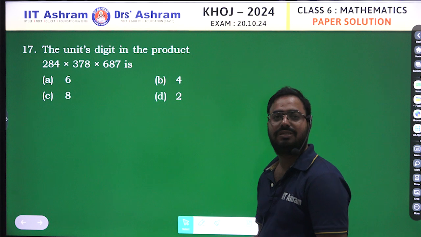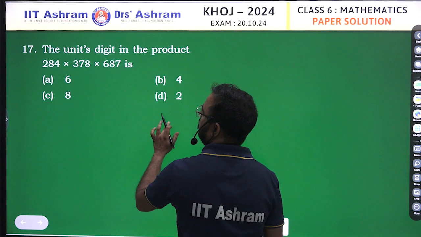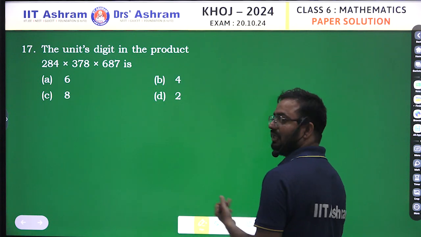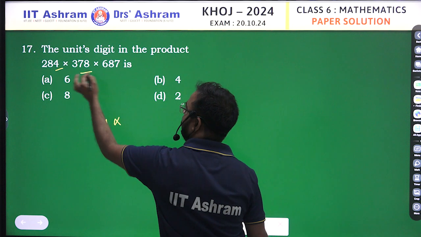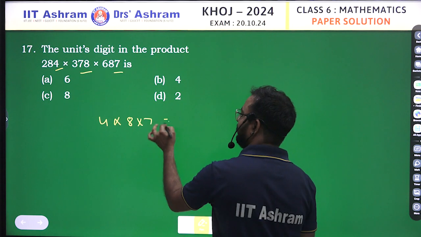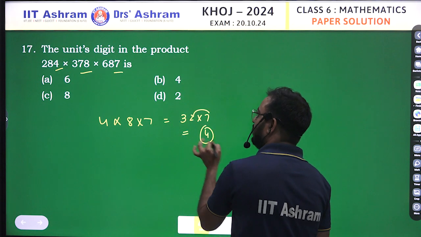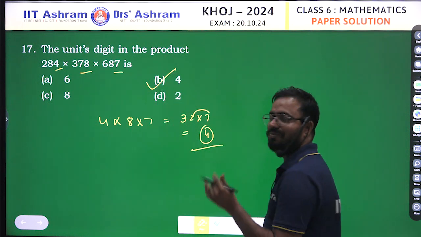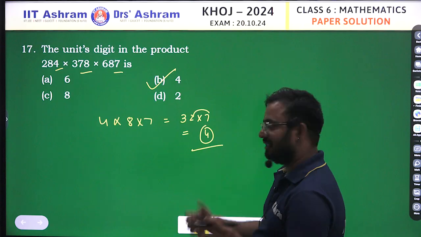Next, question number 17. The unit digit in the product. Unit digits 4, 8 and 7. 4 multiplied by 8 multiplied by 7. 32 multiplied by 7, 7 twos are 14. So the unit digit is 4. We only multiply the last digits to get the unit digit. So option B is the right answer.